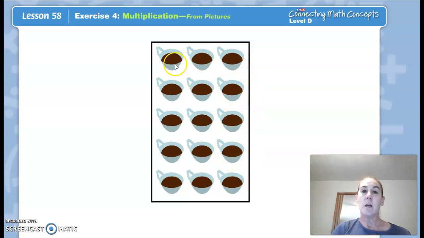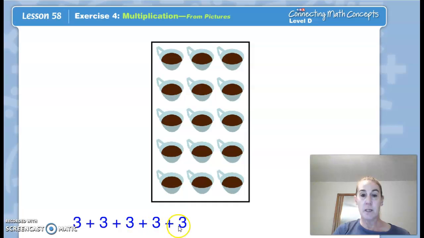But the multiplication would be 3 groups of 5. And then you would just count by 3s 5 times, or you can count by 5s 3 times. So let's do counting by 3s. 3, 6, 9, 12, 15. That's one way we could do it. Or we could say 5, 10, 15. Okay, there's the repeat addition equals 15. Or we can do 3 groups of 5 equals 15.